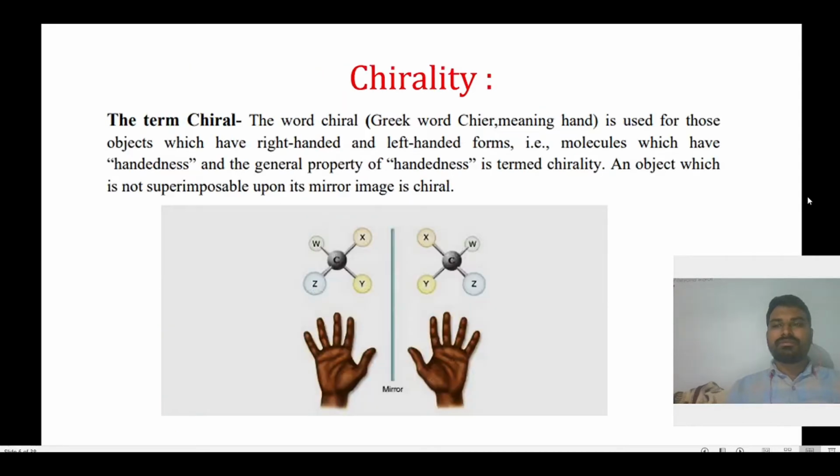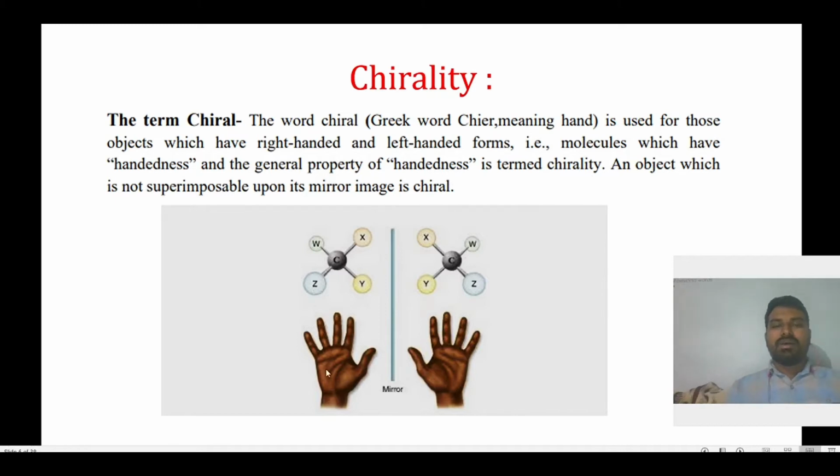Next, chirality. The term chiral is used for objects which have right-handed and left-handed forms, that is, molecules which have handedness, and the general property of handedness is termed chirality. An object which is not superimposable upon its mirror image is known as chiral.